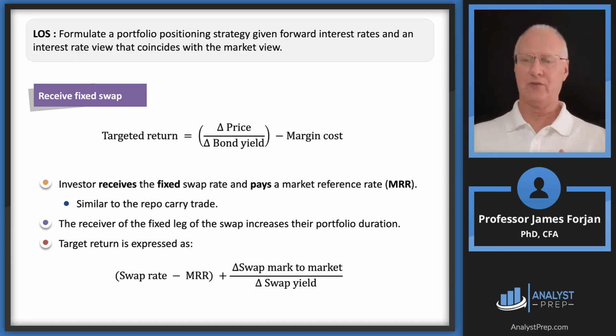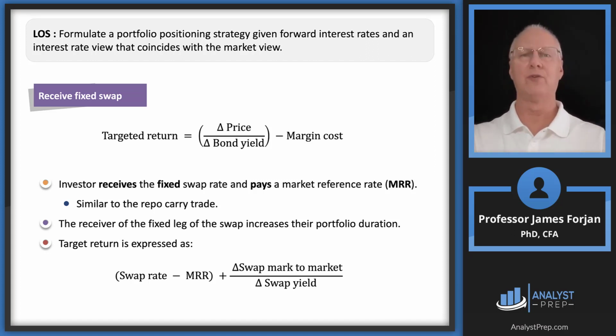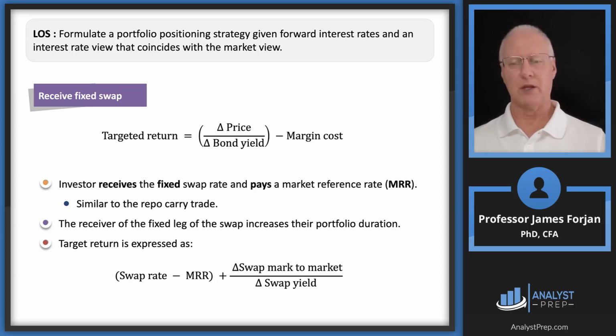And so what's happening is that when we receive this fixed leg, that's going to increase the portfolio duration. So back up to the LOS, if we're formulating a portfolio positioning strategy and we want to increase the portfolio duration, then we're going to enter a receive fixed rate and pay the floating rate. And there's that target return down at the bottom. I'm not quite sure that you would have to calculate that, but that's probably a good formula. Another one to memorize. You have to memorize 1,000 of them, so you might as well memorize 1,001 of them.